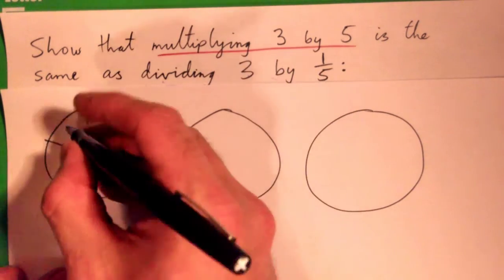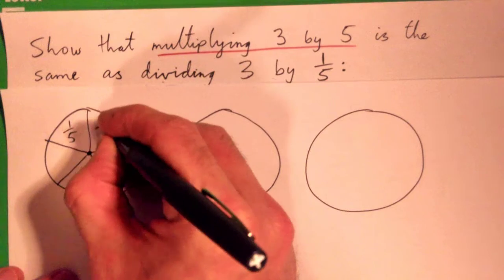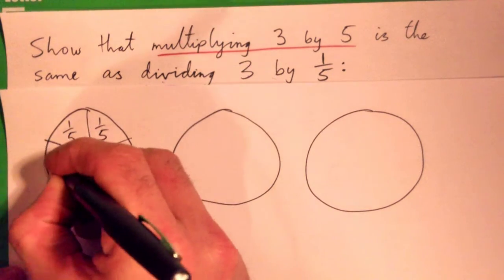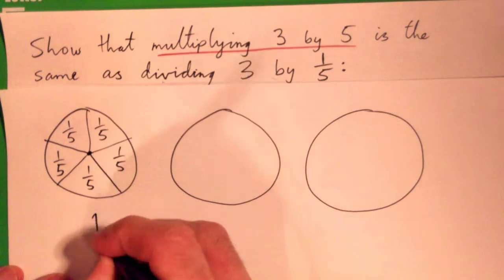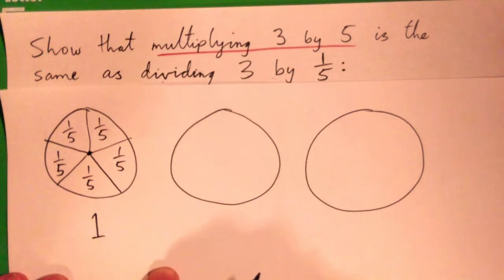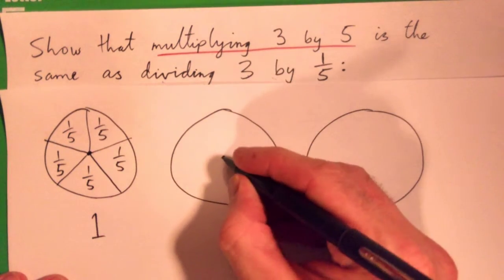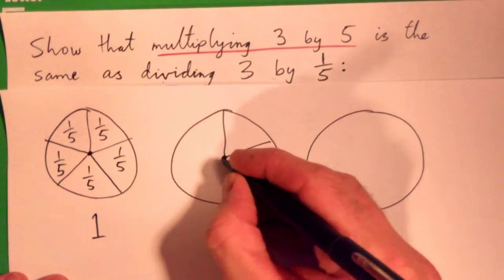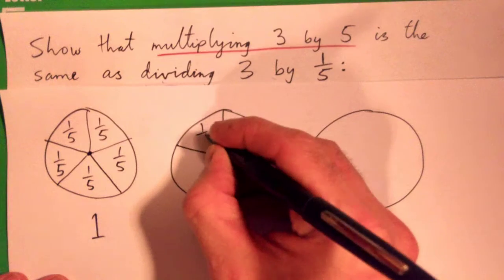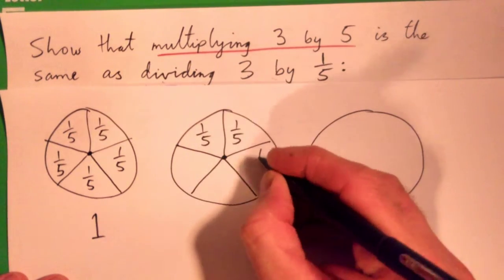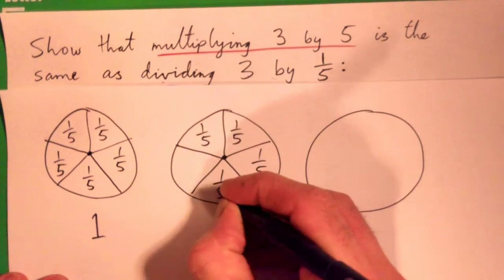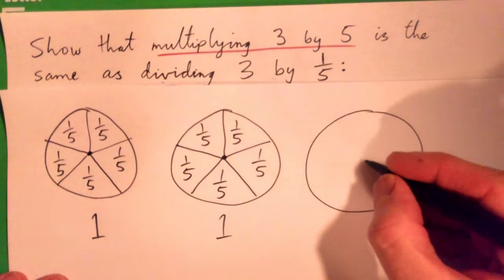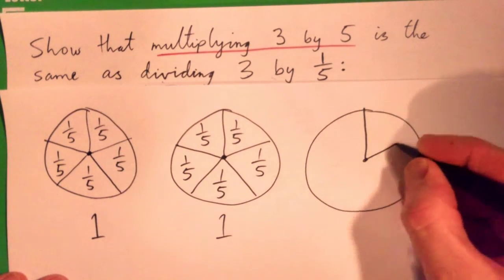Each of these is 1/5. That's 1/5. That's 1/5. That's 1/5. That's 1/5. That's 1/5. Because this is one whole pizza. See that? Okay. Now I'm going to split this one into fifths as well. 1/5, 1/5, 1/5, 1/5, 1/5. That's one whole pizza. Got that? Split this one into fifths.